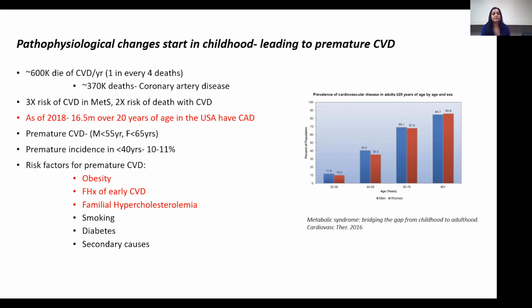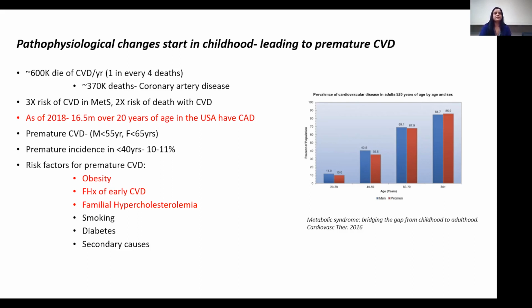And the premature incidence in people less than 40 years old is 10 to 11%. As you can see on the graph on the side, for 20 to 40-year-old men, it is about 12%. And females think, oh, we are kind of immune to this. No, not really. It is common, about 10%. And if you can see, 40 to 60-year-old men, it is about 40%. Again, most of us fall into this. So it is called premature cardiovascular disease and it shouldn't happen.